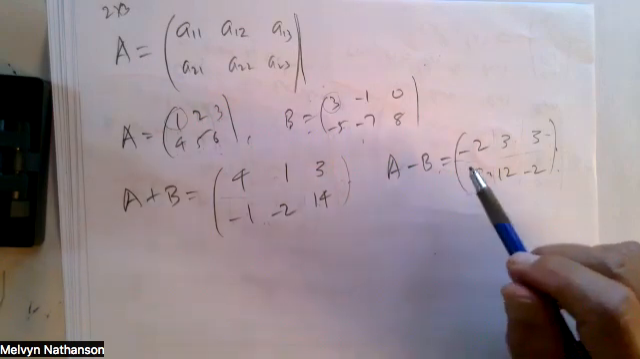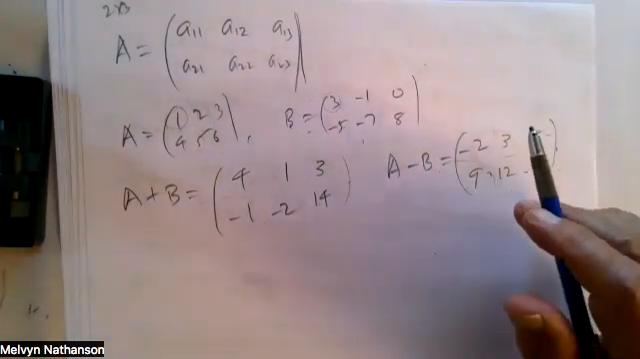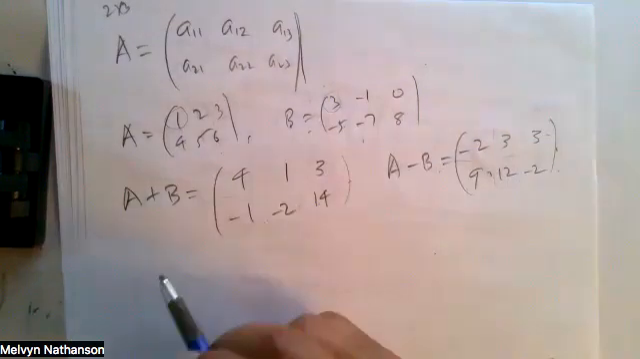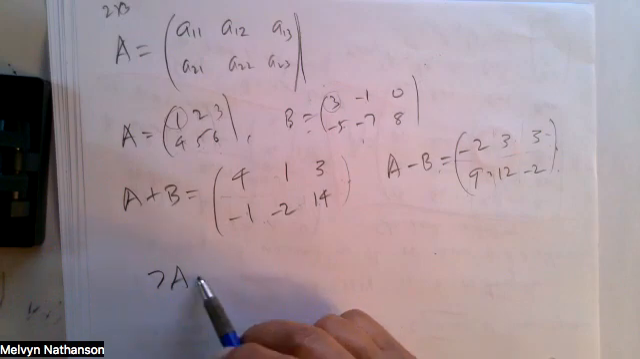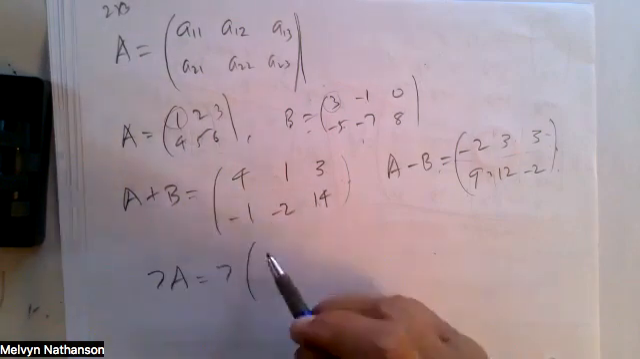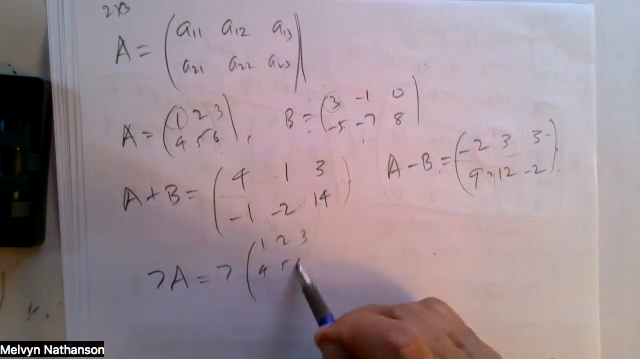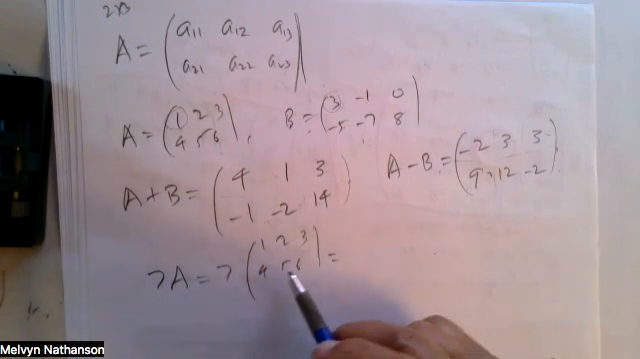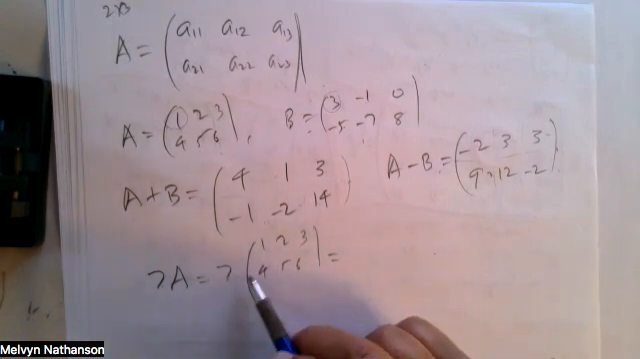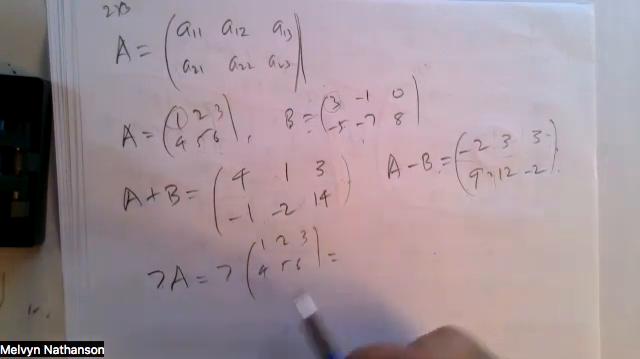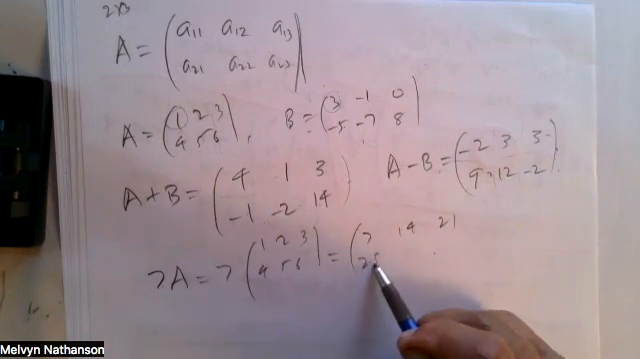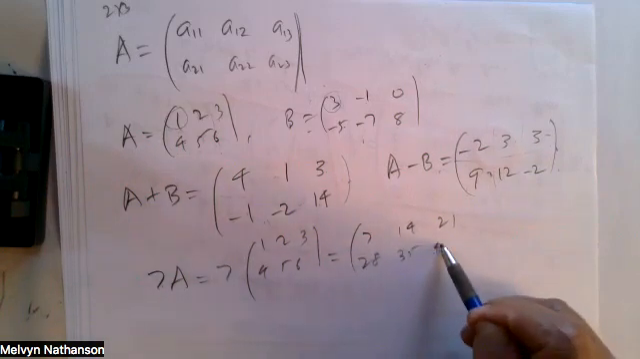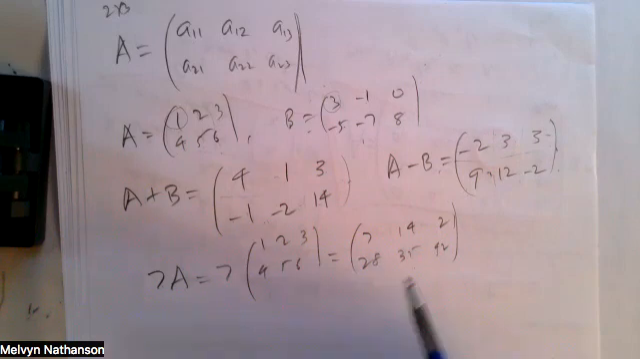And you can take a matrix, just as with a vector, and scale or multiply it by a number. So for example, what is 7A? Let's multiply the matrix A by 7. The matrix A is 1, 2, 3, 4, 5, 6. You multiply a matrix by a scalar by multiplying every coordinate by the scalar. 7, 14, 21, 28, 35, 42. That's 7A.